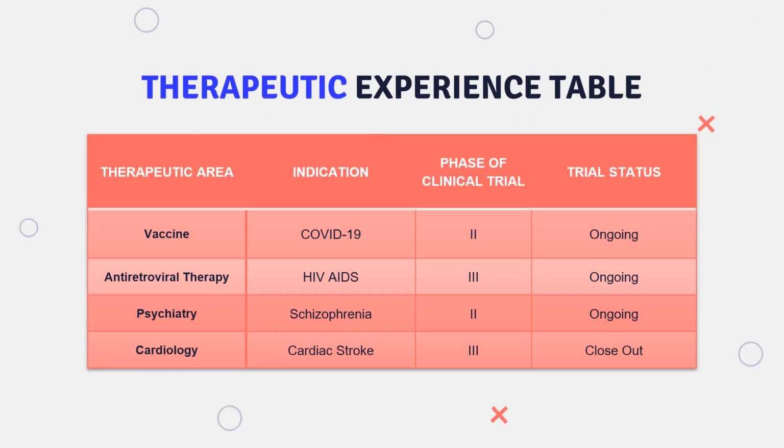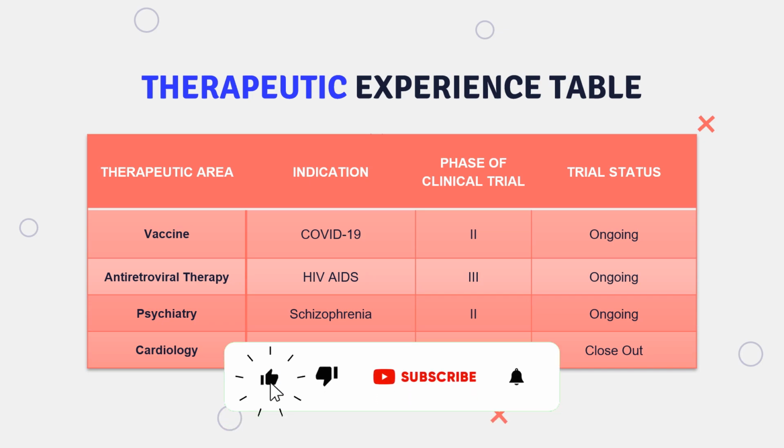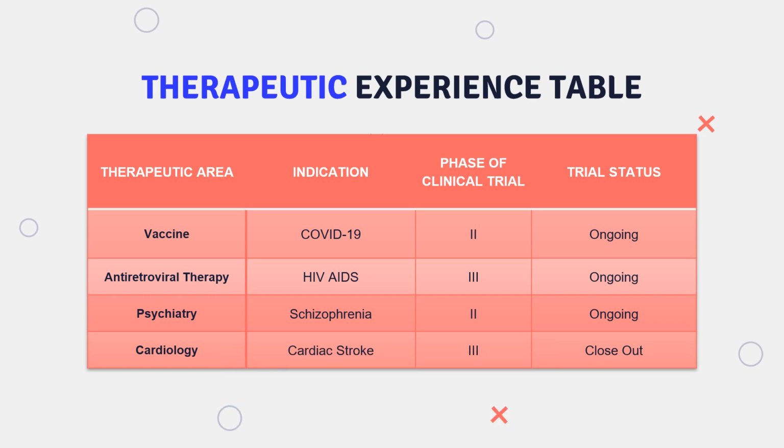Now let us show you by example. So if you can see this particular therapeutic area experience table, this is for example. So you need to add your therapeutic area. For example, here you can add which particular area you have worked on. For example, you have worked on vaccine or retroviral therapy or psychiatry or cardiology.